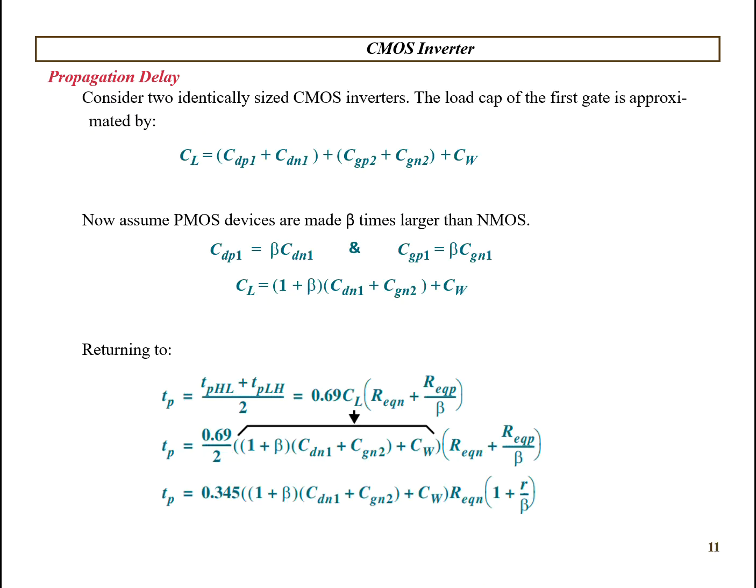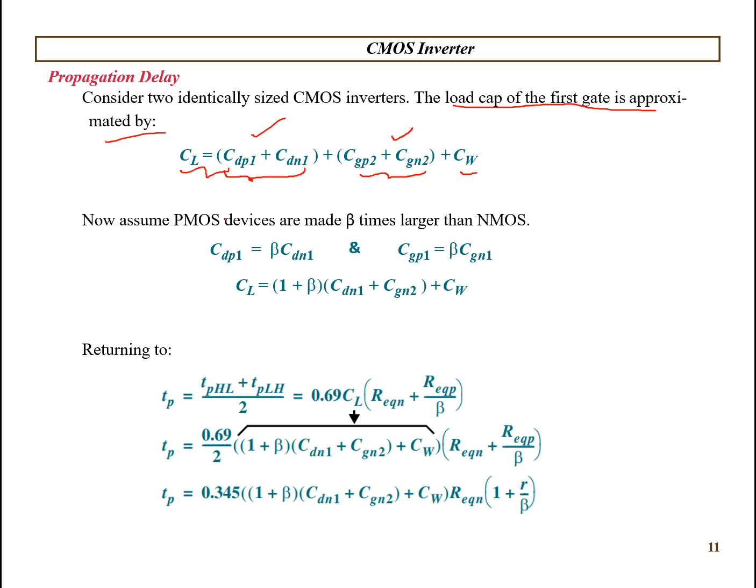Okay. And if you consider two identical size CMOS inverters, as we discussed in the previous class, the load capacitance of the first gate is approximated by the diffusion capacitance of NMOSFET and PMOSFET, and then the gate capacitance of NMOSFET and PMOSFET, plus the wiring capacitance. This is for the first inverter, this is for the second inverter, and this is the wiring capacitance that exists between the first and second inverter. So this forms the total load capacitance.